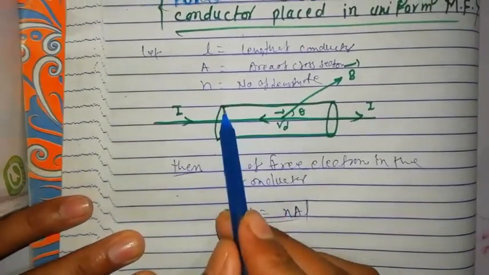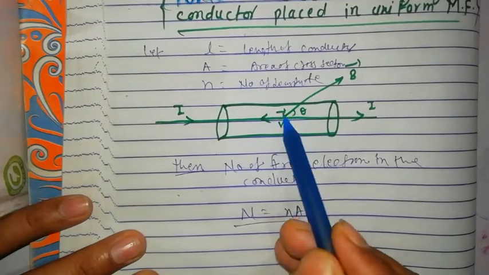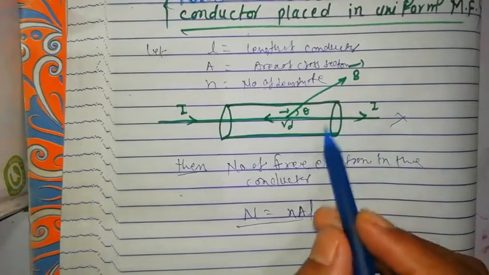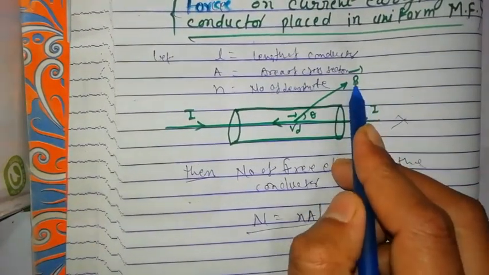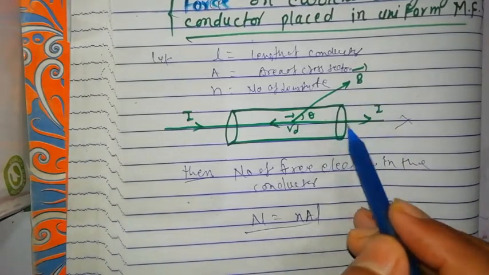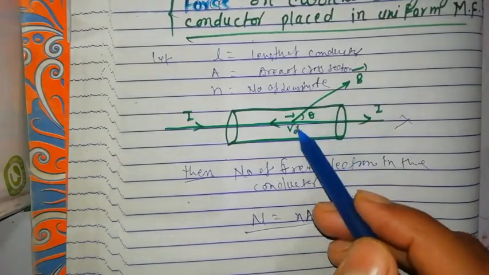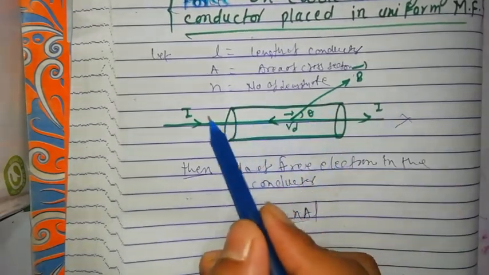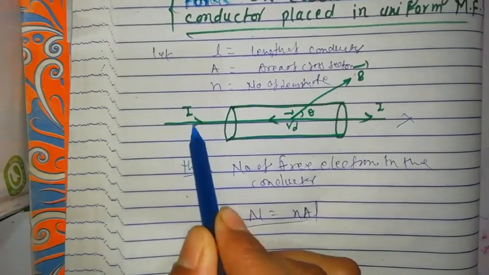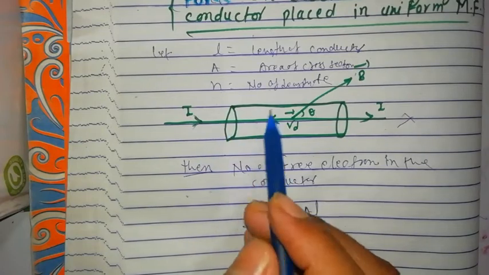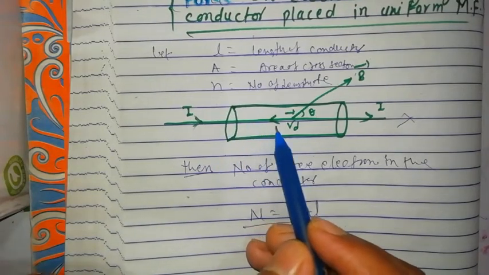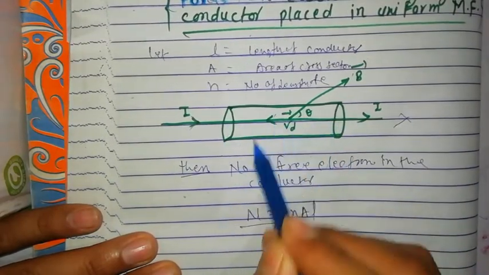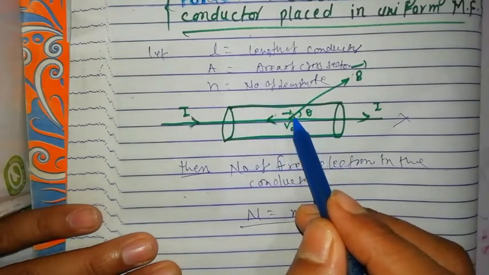Let the conductor be lying along the x-axis, and magnetic field B lying in the xy plane making an angle theta with the x-axis, and current flows through the conductor along the direction of the x-axis. Electric current flows through a conductor due to the unidirectional flow of free electrons.